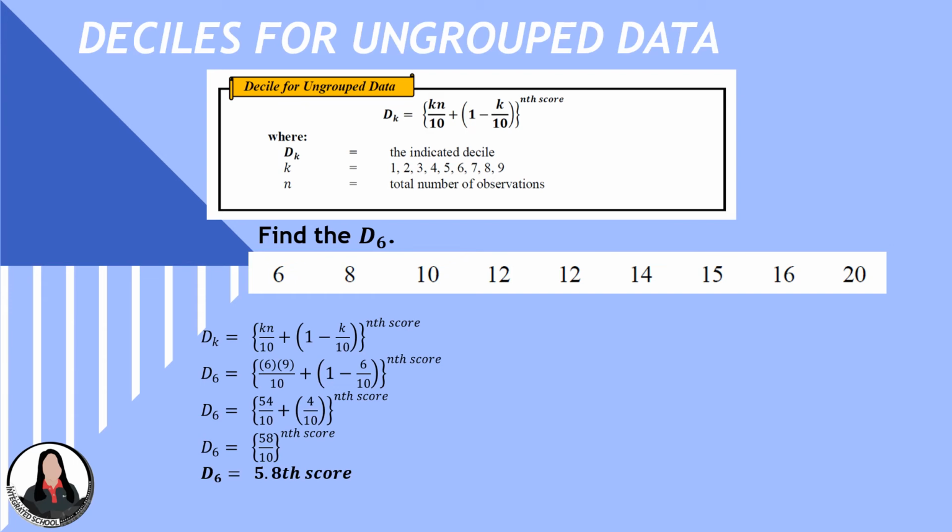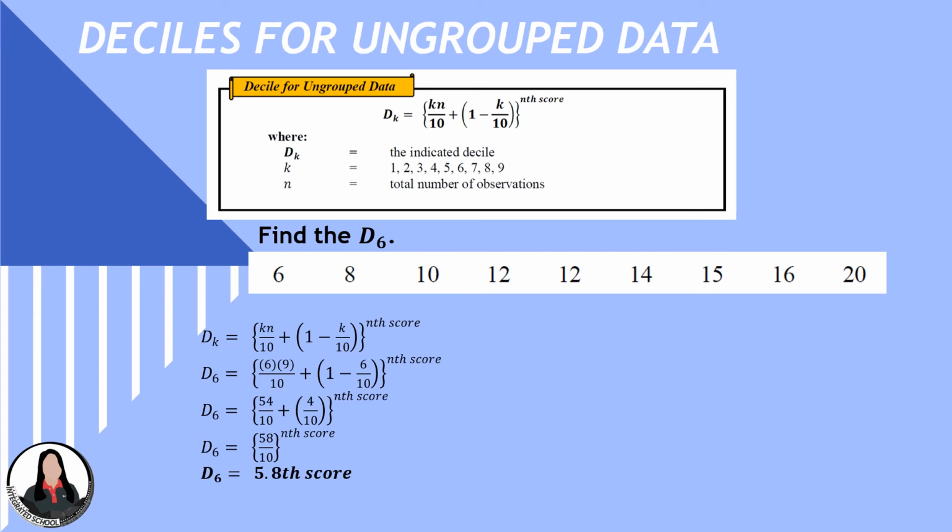Okay. So, there is something unusual about the answer we got. Why? Because compared to our previous answers, this one has a decimal. So, how do we now find the 5.8 score in our distribution? In cases like this, always remember that if the positional value of a quantile is a decimal number, like our answer now, the value of the indicated quantile lies within the sum of the Ath entry. So, imagine the 5.8 as A point B.